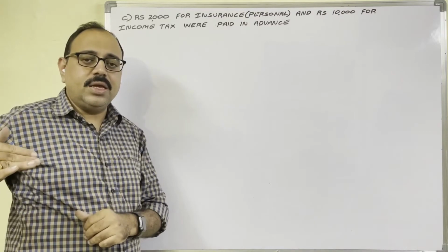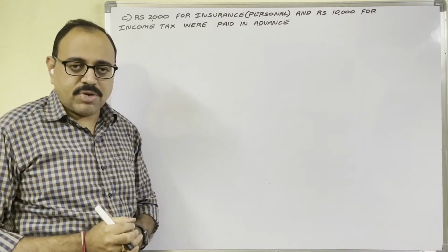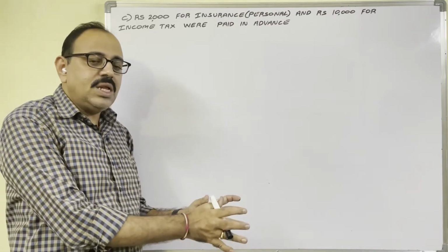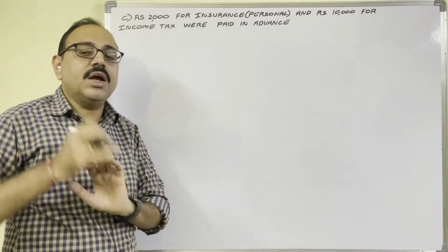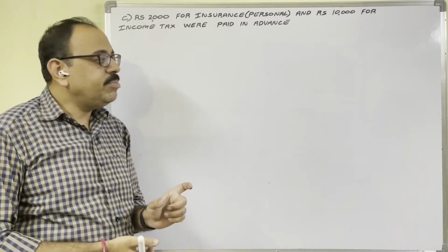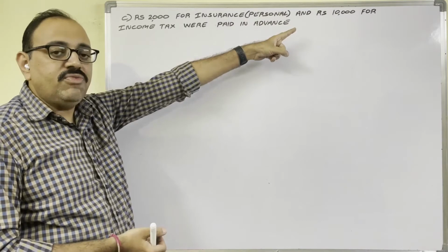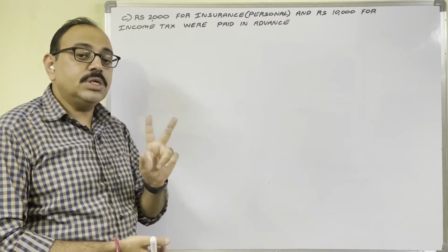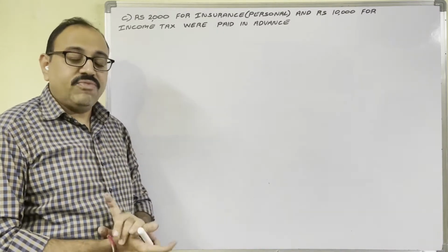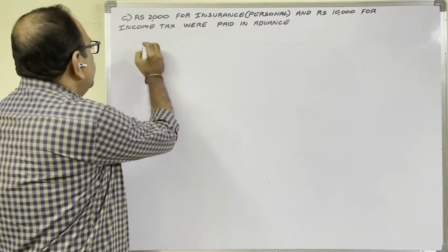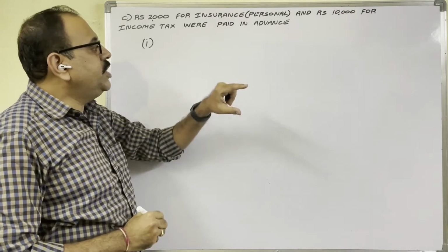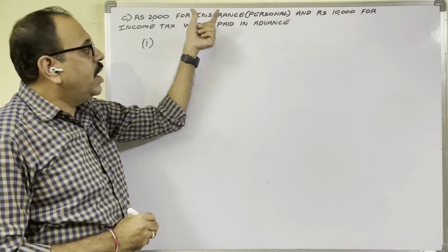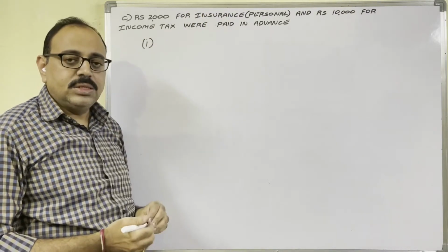On his salary, he has to pay income tax to the government. So from this business amount, he is paying that income tax. So from the business, he withdrew 10,000 for his personal purpose. So these are two expenses or personal expenses of the owner. First entry is, there are two expenses, insurance and income tax.